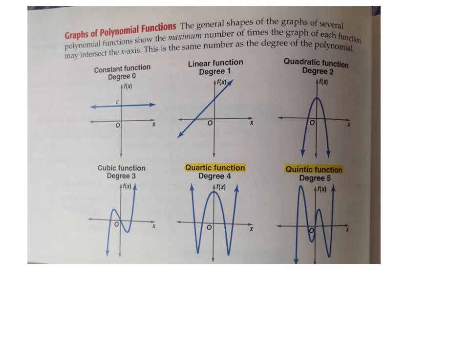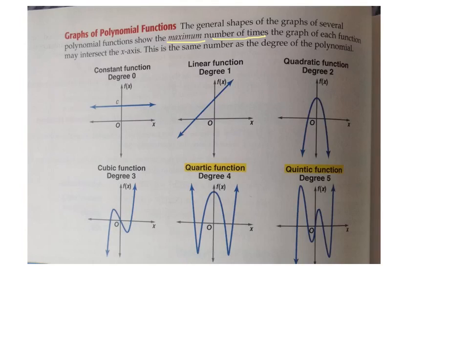On the next page, we have graphs of polynomial functions, and the key thing to remember here is the word maximum. It says the general shapes of graphs of several polynomial functions show the maximum number of times the graph of each function may intersect the x-axis. Now, what do they mean, the maximum number of times?